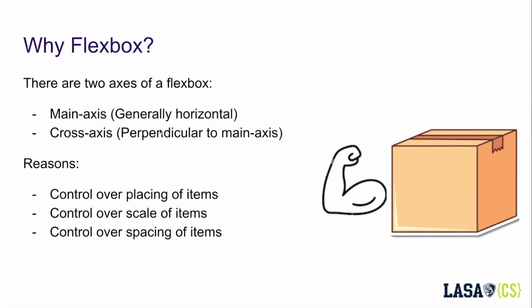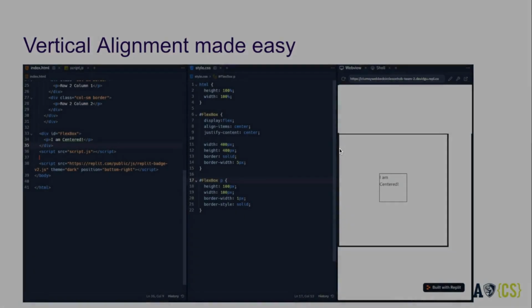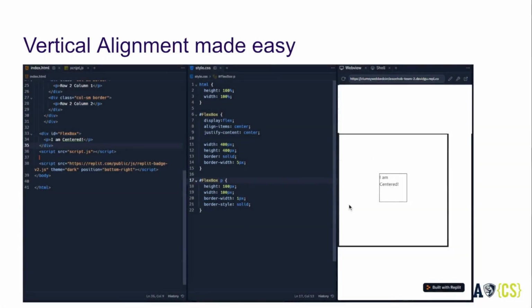So in a flexbox, there's 2 main axes. The main axis, which is generally the horizontal axis, and the cross axis, which is directly perpendicular to the main axis. And you can use these 2 axes to control the placement of your items in the box. You can also use them to scale the items, like bigger or smaller relative to the other items, and you can control the spacing. So back to my vertical alignment example. Here I use the cross axes and the main axis to center the middle box.